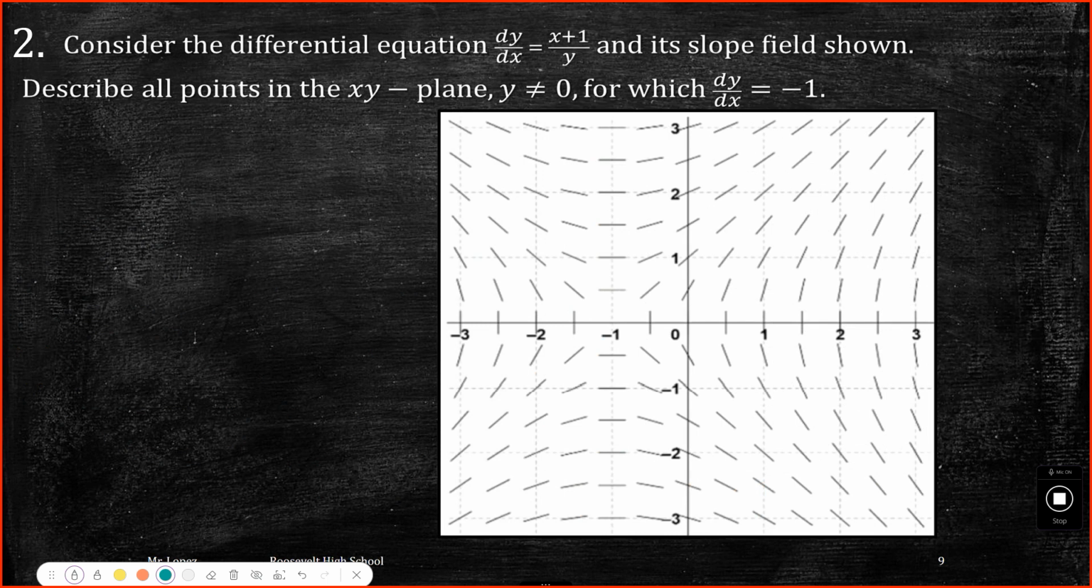Let's go to number 2. We're almost done. This will be it. You guys just figure it out and then I'll show you this one.